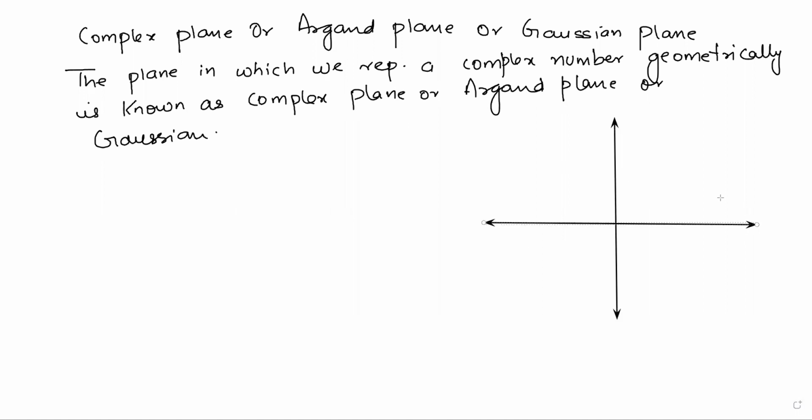So for example, we have this x and y axis. So this is the first quadrant, second quadrant, this is the third one, and this is the fourth one. So this is a complex plane. Okay, so how can we represent a complex number? Let this be the standard form. And suppose we have z is equal to 1 plus iota 2.